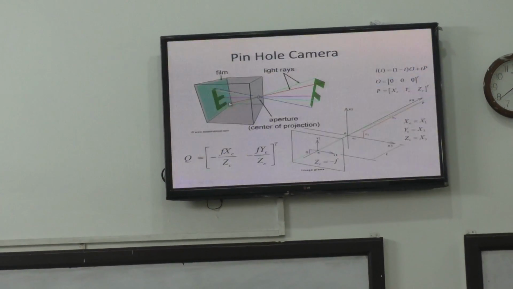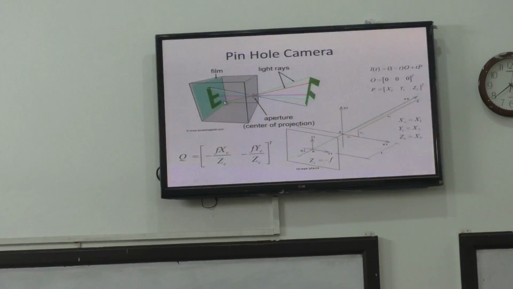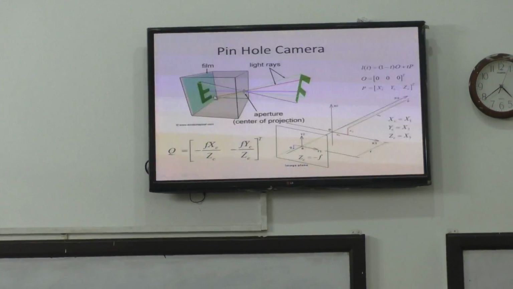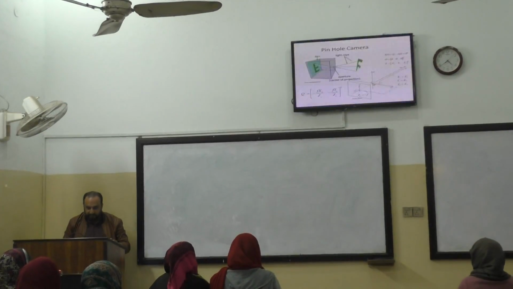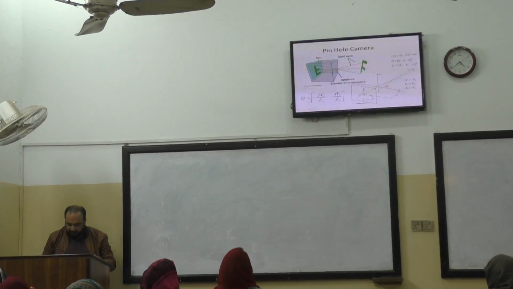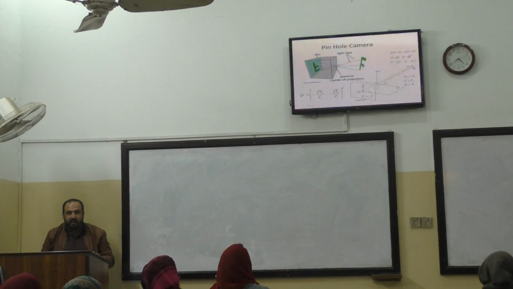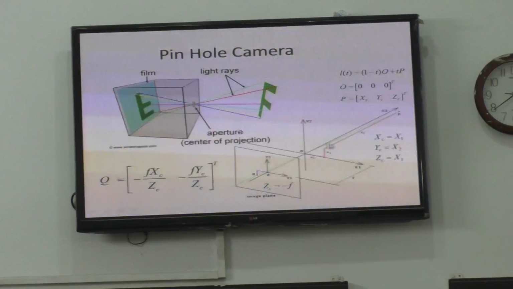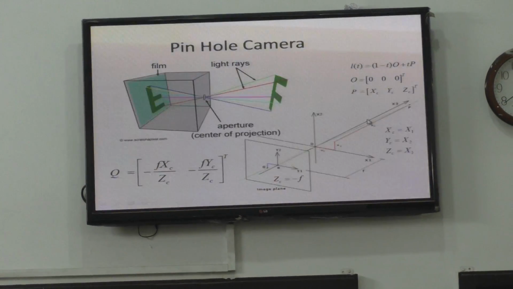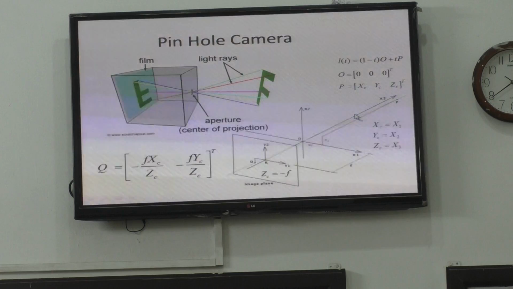Now, how to make a line from 2 points? We have a point O in 3D, it's 0, 0, 0. We have a point P in 3D with coordinates XC, YC, and ZC. What is the line that passes through these points? Let's have the equation of that line. Once we have the equation of that line, and we already have the equation of a plane, we will be able to find the point of intersection of those.